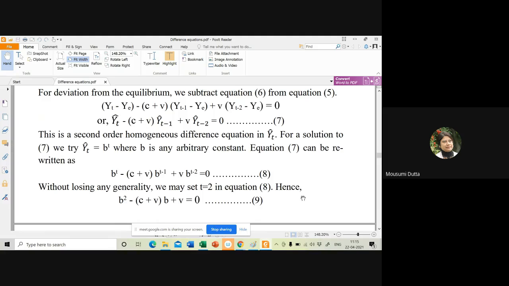So what are we doing? First, we consider the hat operation, and then to find the solution of the homogeneous form, we consider a trial solution for yt hat, which is yt hat equal to b to the power t, and we frame equation number 8. Once we get equation number 8, without losing any generality, we can set t equal to 2. If we set t equal to 2, we get a quadratic equation: b squared minus c plus v into b to the power 1, that is 2 minus 1, so b, plus v, because the last term is b to the power 0, which is equal to 1. This is the required quadratic equation, which we need to frame in the context of a second order difference equation.